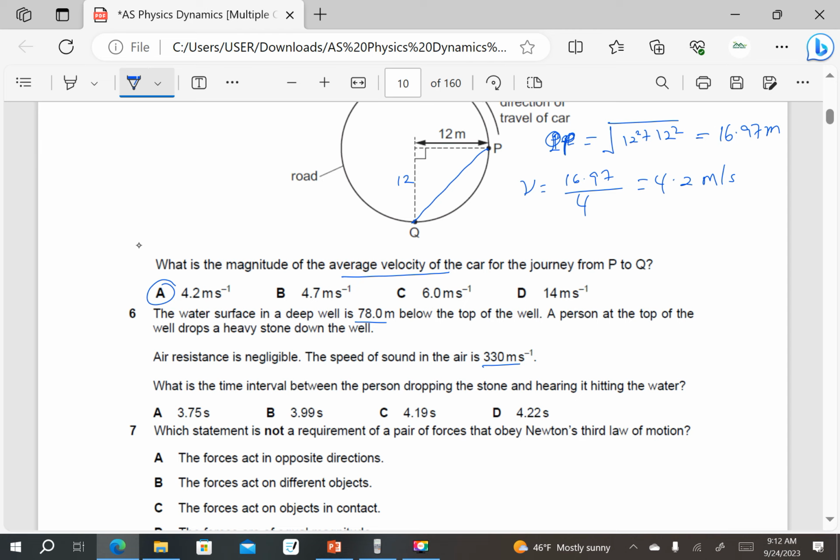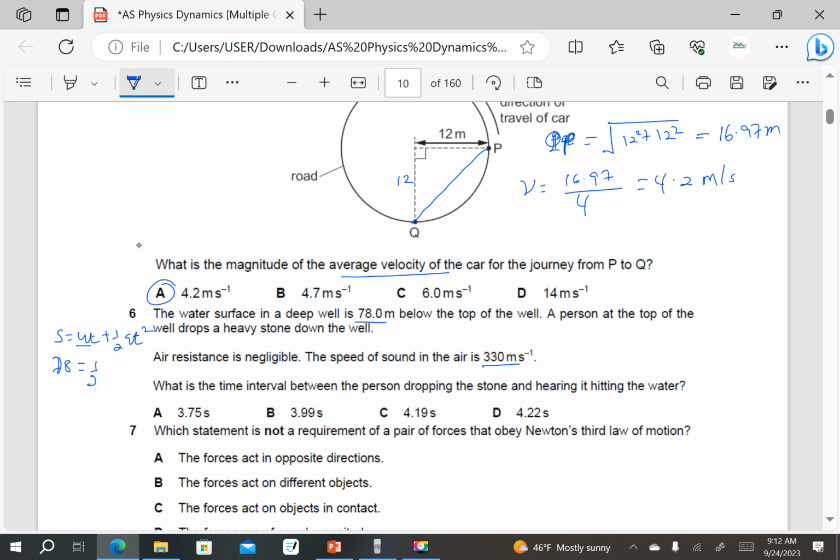Okay, so if we assume air resistance is negligible, equations of motion can apply. So I'll first of all find the time it takes to hit the water using the equations of motion, the SUVAT equations. So s is equal to ut plus a half at squared. When it hits the water, it falls a distance of 78 meters. This is equal to, assuming it starts from rest, because the person at the top of the well drops it, initial velocity is 0.